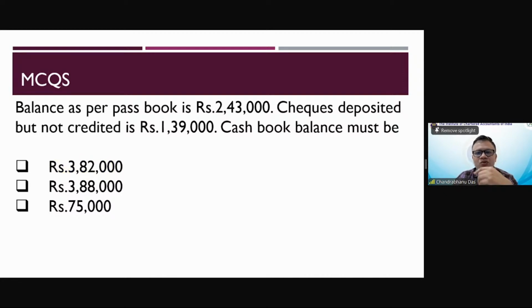Here, balance as per passbook is 2,43,000. Checks deposited but not credited is 1,39,000. So what must be my cash book balance? We can pause for a while and use our calculators also and think of an answer. So, checks deposited but not credited.